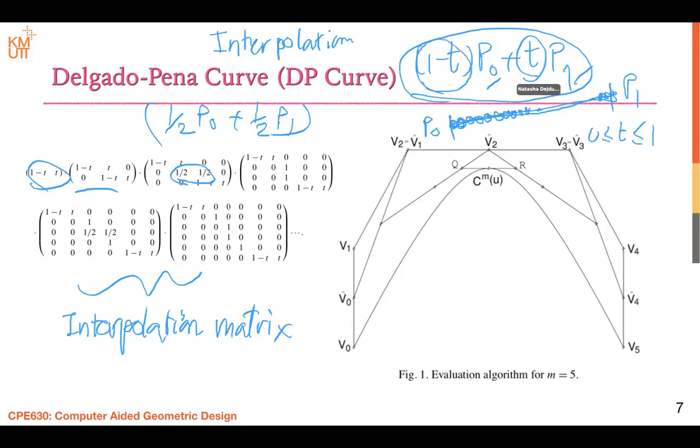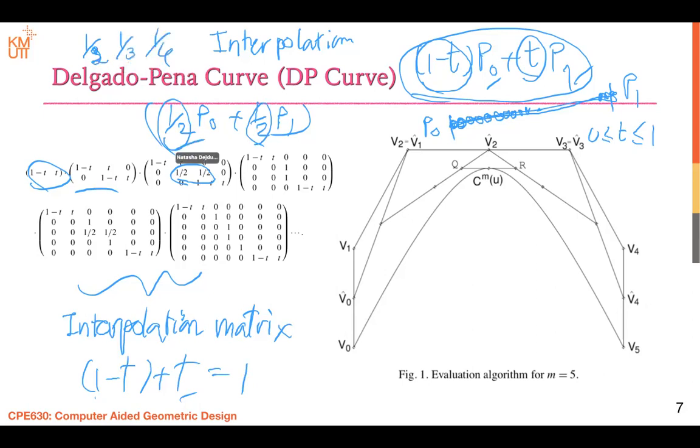the coefficients that are multiplied by P0 or P1, right? When we sum them, we get 1. (1 minus t) plus t is equal to 1, right? Okay. 1/2 plus 1/2, okay, 1/2, right? This one is 1/2, this one is 1/2, 1/3, 1/4, right? 1/2 plus 1/2 is also equal to 1. Okay, so this is a trick, right?